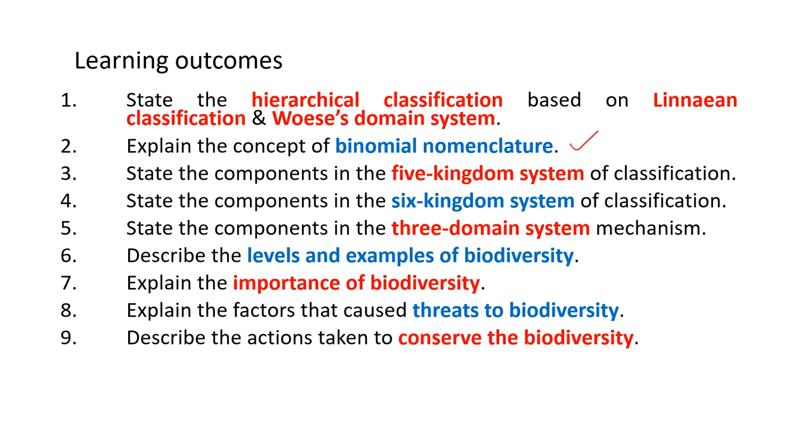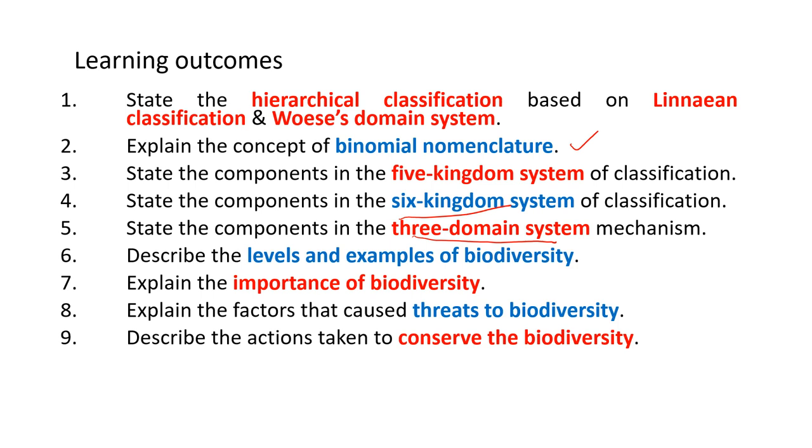The third learning objective is to state the components of the five kingdom system of classification. Number four, state the components of the six kingdom system of classification. And then number five, state the components of the three domain system. Number six, describe the levels and examples of biodiversity.